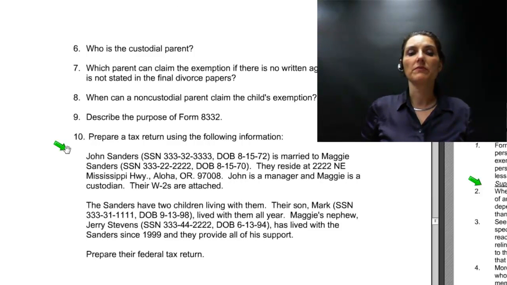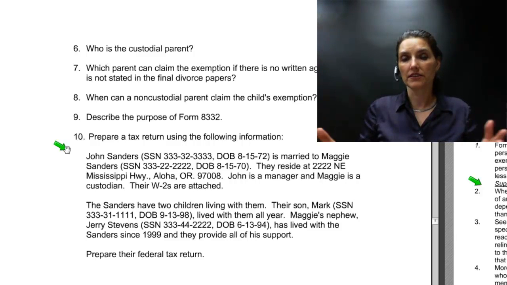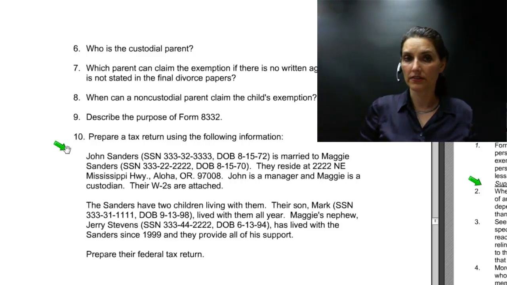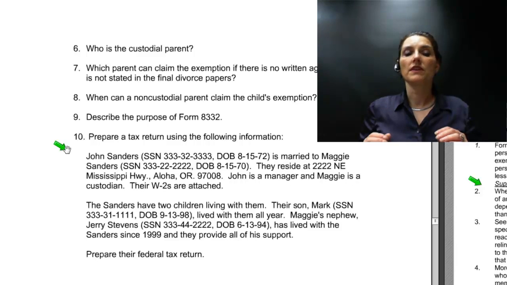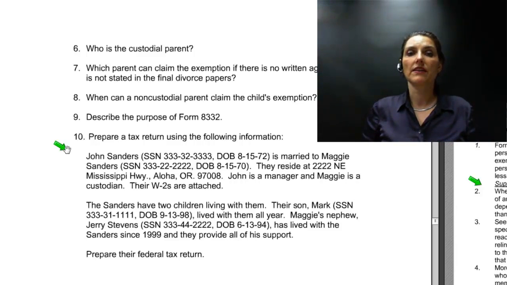One is the multiple support agreement, and the other is the release of claim to the dependency exemption of a qualifying child by the custodial parent to a non-custodial parent. So the assignment is largely around just asking you to think about those two subjects a little.